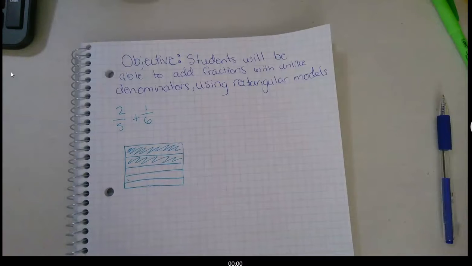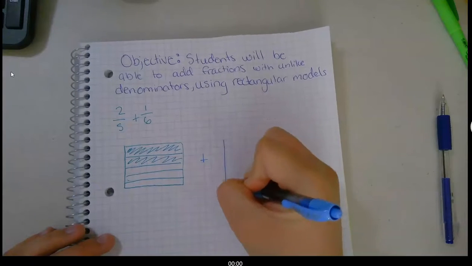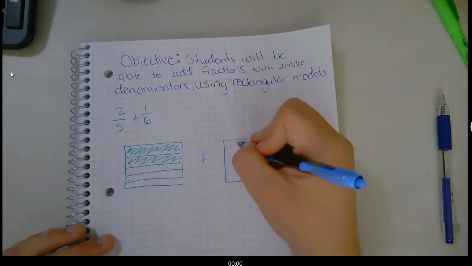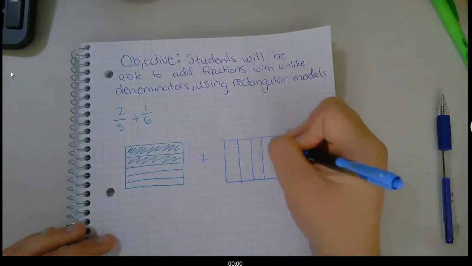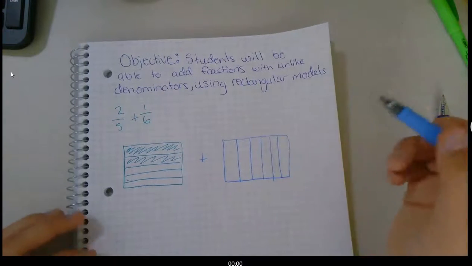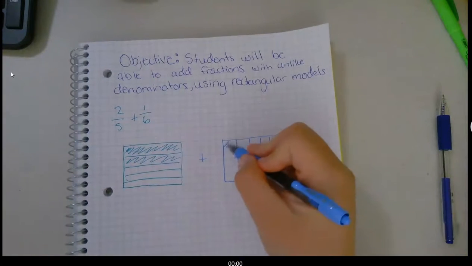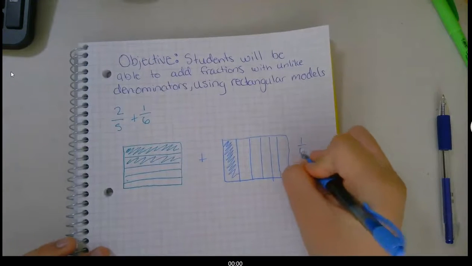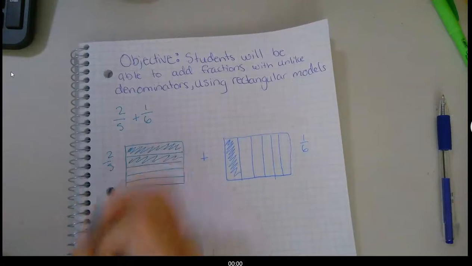And we're going to represent 1/6 the same way. We're going to split the fraction into 6 different equal sections, and then we're going to shade in 1 of the 6 sections because the numerator is 1. So this is going to represent 1/6, and this is going to represent 2/5.